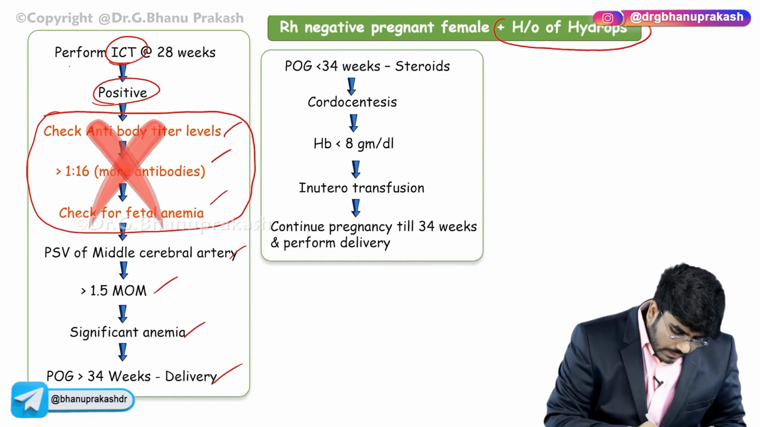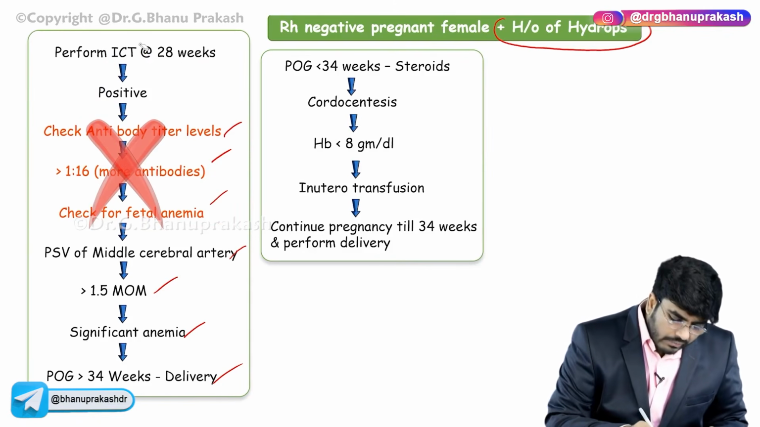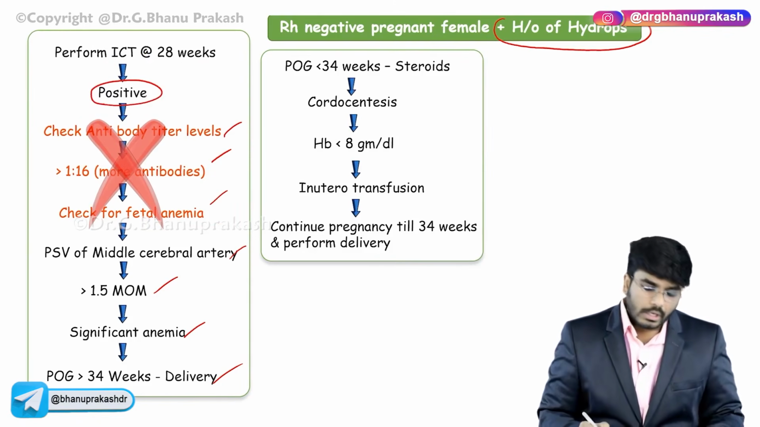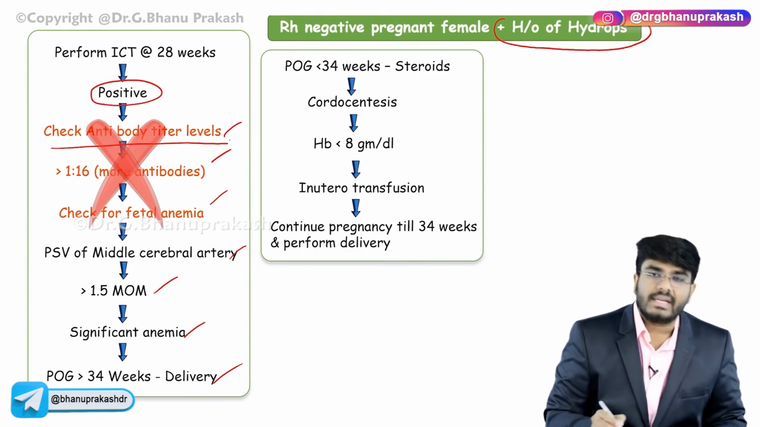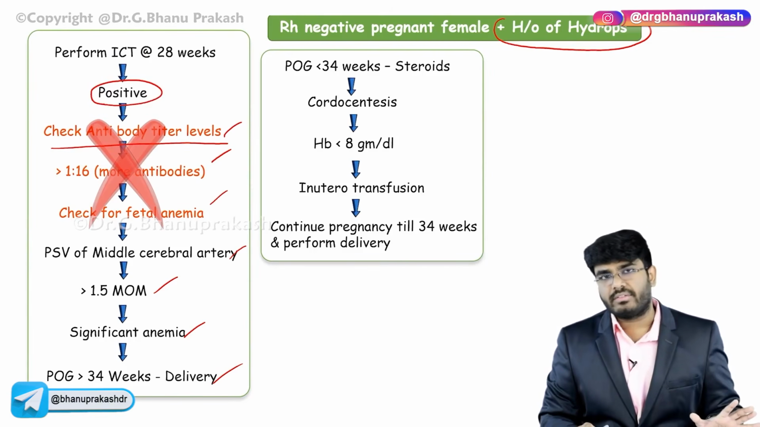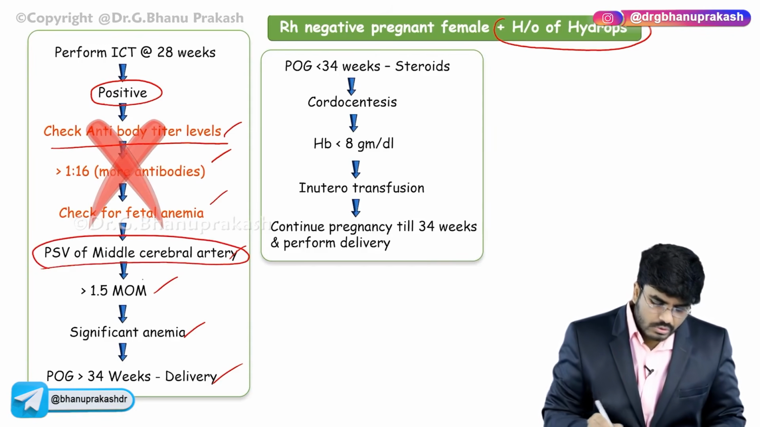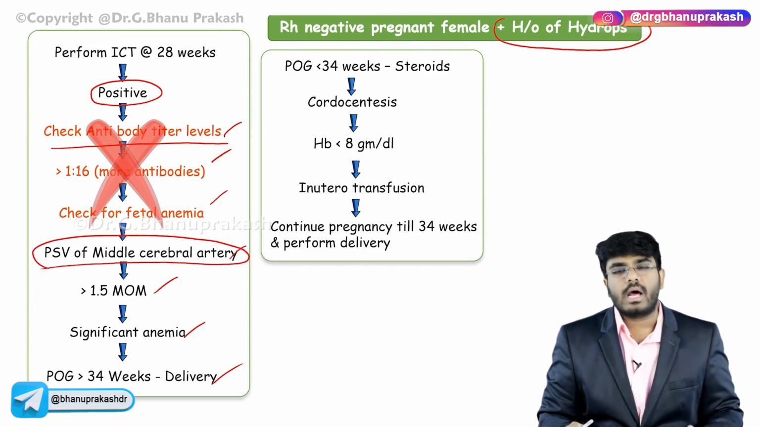See, at 28 weeks you have done the indirect Coombs test and now it came positive. Don't check the antibody titer levels, how much amount of antibodies are there. Directly measure the peak systolic velocity in the middle cerebral artery of the baby.